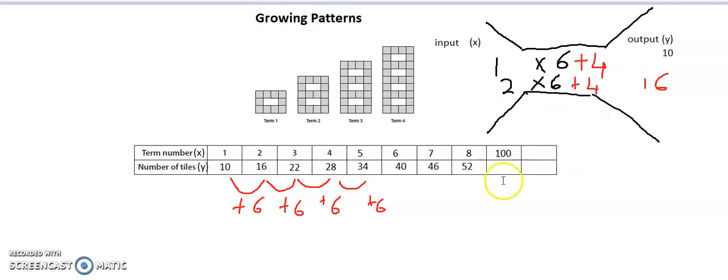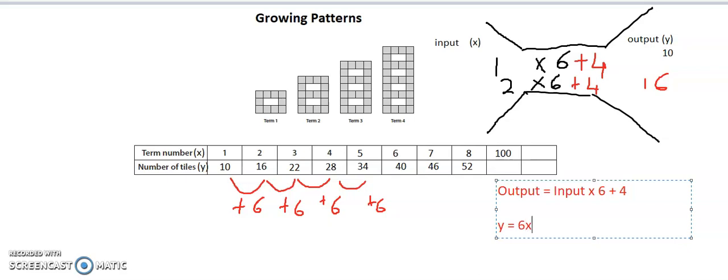So this gives us our rule. Just so I make that clearer, to get the output, we need to start with the input, times it by 6, and then plus 4. But we need to put this rule into algebra. So y equals x times 6, which is 6x. We put the number first. And anytime a number is together with an algebraic letter, it means they're multiplying.